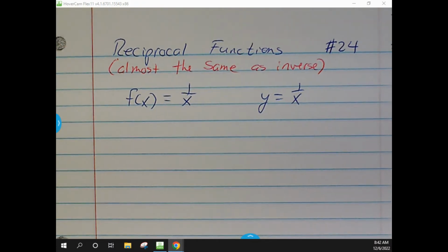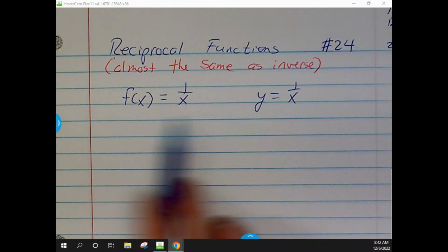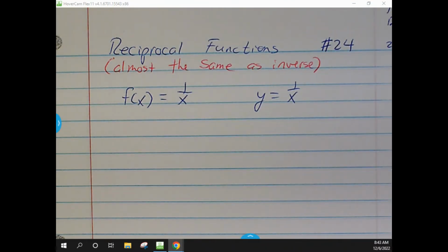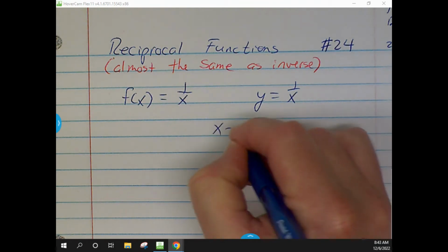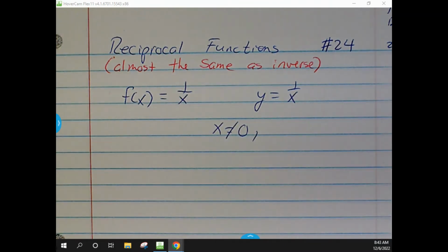Now, if we're doing this, let's go back in time here. What's the one value for this particular equation or function that you cannot have? X can't be 0, right? Because if x equals 0, then it's undefined. So in this case, you cannot have x equal to 0.